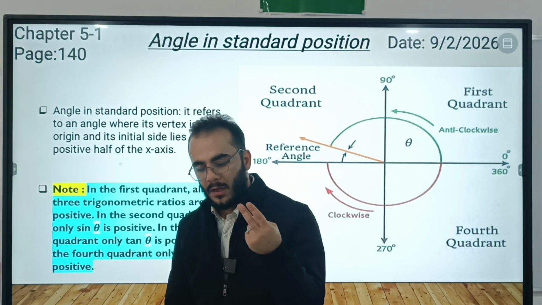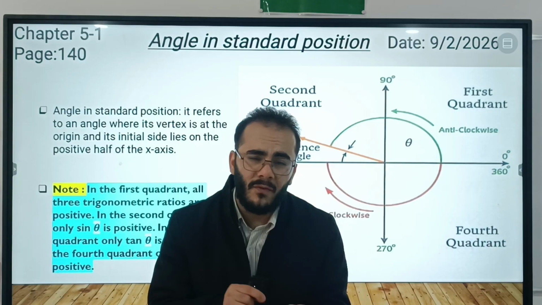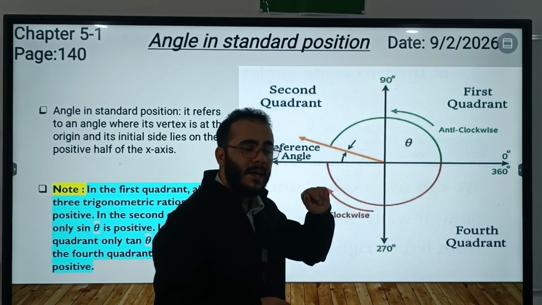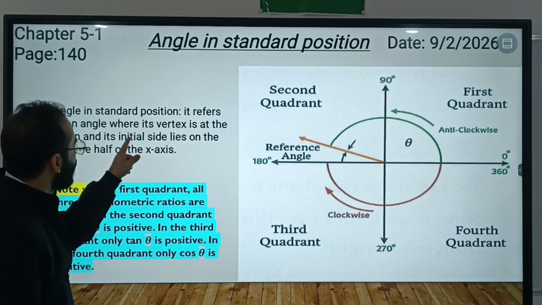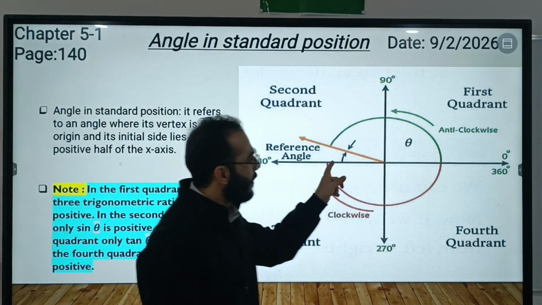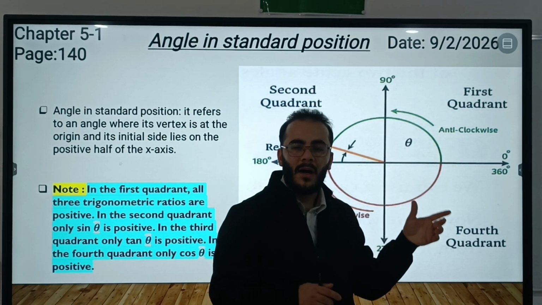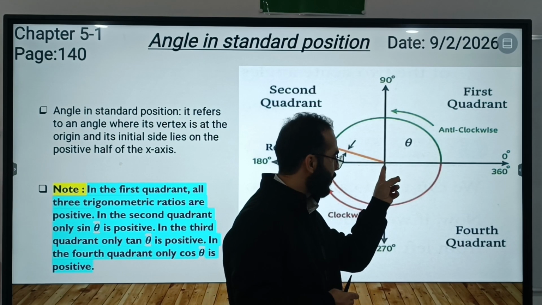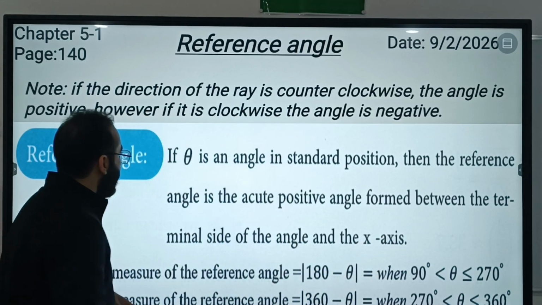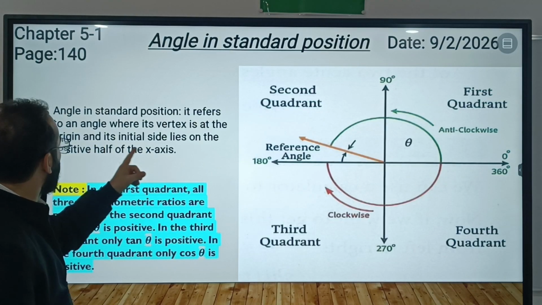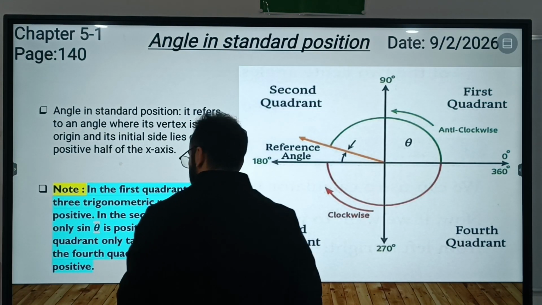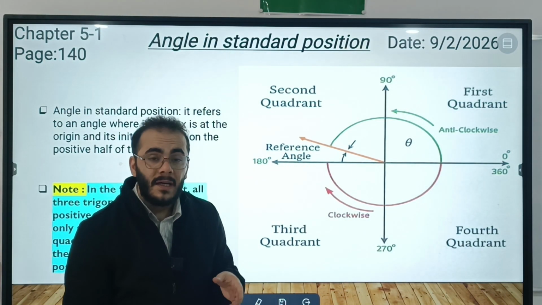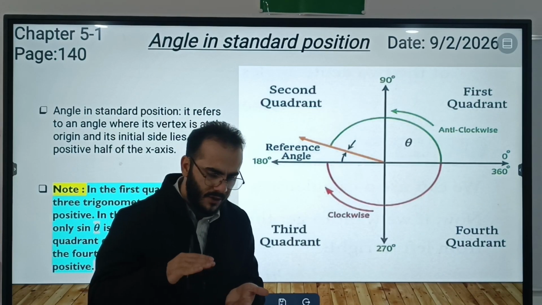In fact, it needs 2 conditions. First of all, the vertex of the angle should be at the origin of our coordinate plane. As well, the initial side must lie on the positive half of the x-axis. So 2 conditions: the vertex should be at the origin and the initial side lies on the positive half of the x-axis. As you can see, every single angle has 3 parts: vertex, initial side, and terminal side. We just turn the initial side and get the terminal side.